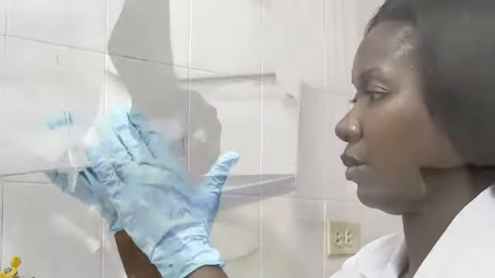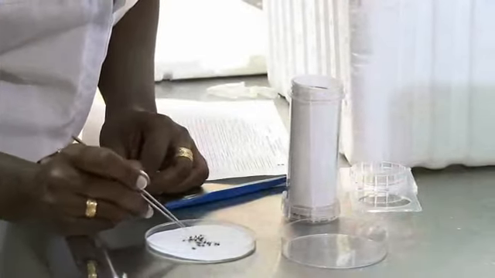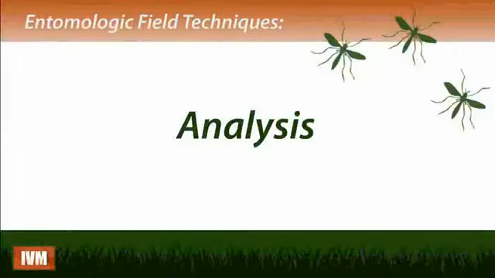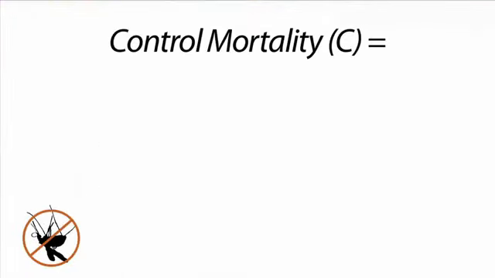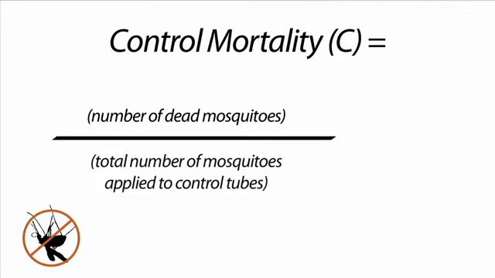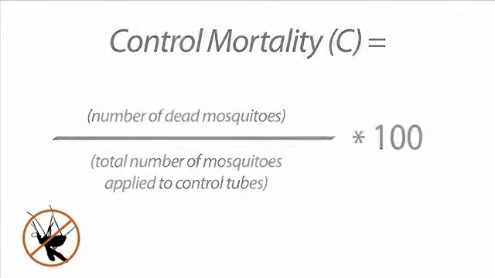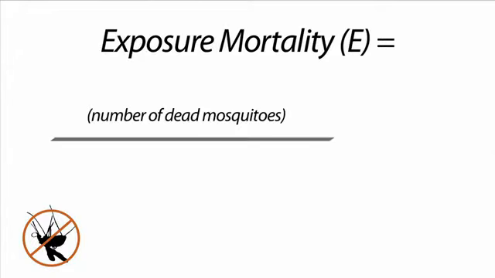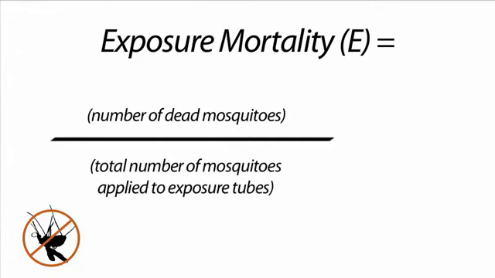After 24 hours, count the number of mosquitoes dead or alive, recording the data on the information sheet. The mortality rates are calculated as follows. Control mortality, C, equals the number of dead mosquitoes divided by the total number of mosquitoes applied to the control tube multiplied by 100. Exposure mortality, E, equals the number of dead mosquitoes divided by the total number of mosquitoes applied to the exposure tubes multiplied by 100.